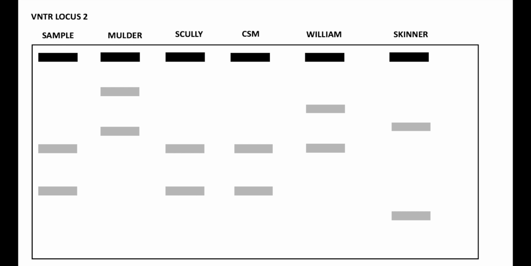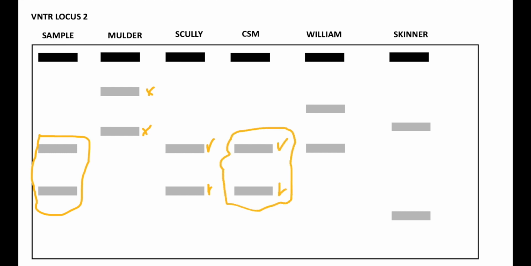Now let's look at our next gel for the second VNTR locus. Again, we're going to be using the sample from the crime scene as our point of reference. We already know Mulder is innocent, and again, his banding pattern does not match that from the crime scene. Scully's banding pattern does match the sample from the crime scene, but she's already been ruled out as a suspect because she would have needed to also be a match with the other locus.